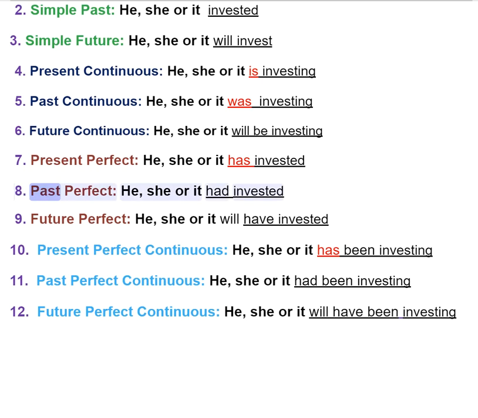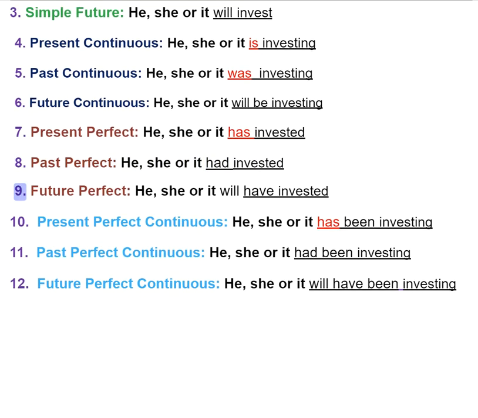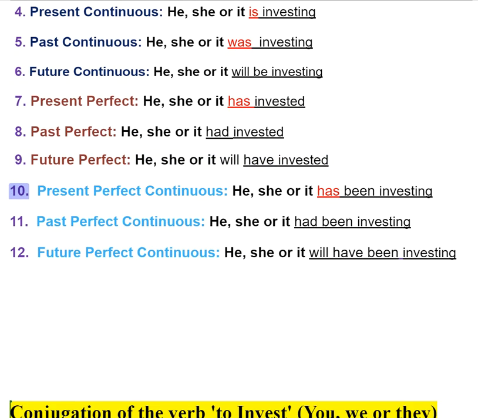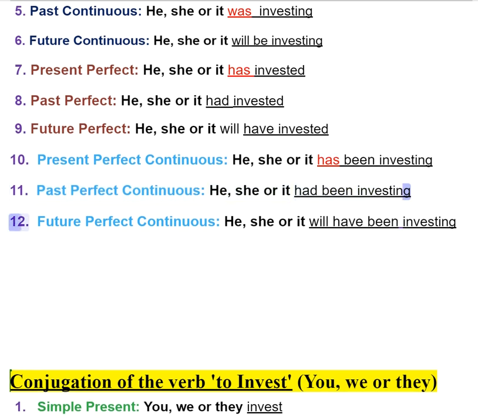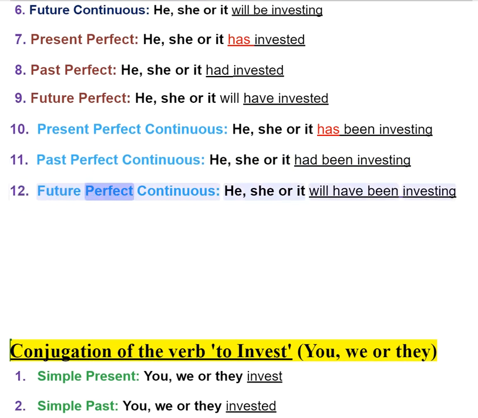8. Past perfect. He, she or it had invested. 9. Future perfect. He, she or it will have invested. 10. Present perfect continuous. He, she or it has been investing. 11. Past perfect continuous. He, she or it had been investing. 12. Future perfect continuous. He, she or it will have been investing.